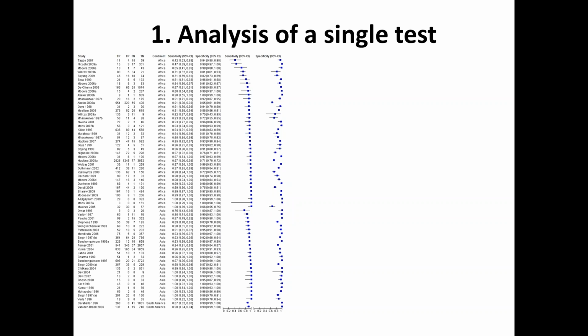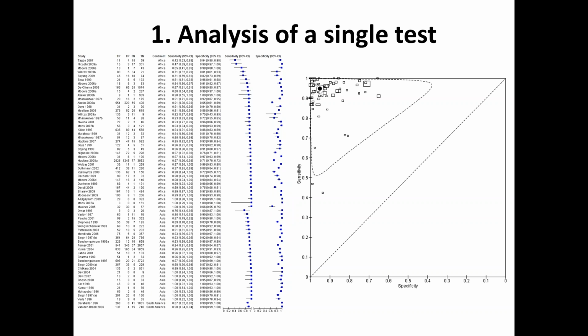We can also add covariates onto the plot. I don't know if you can just make out here where we're showing continents. So it's been sorted by continent. So we can see all the studies done in Africa, all the studies done in Asia, and we've got 2 studies done in South America. And then we sorted by sensitivity as well. So we can use these forest plots to present the data as well as to show patterns in our data.